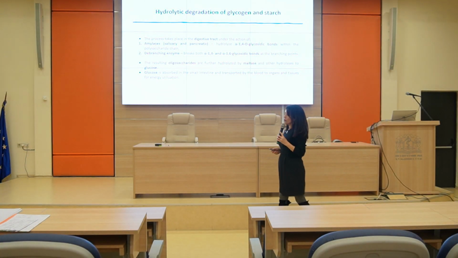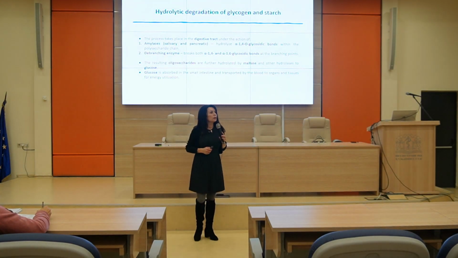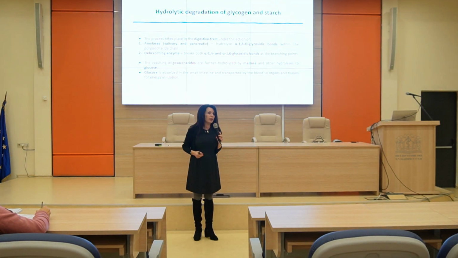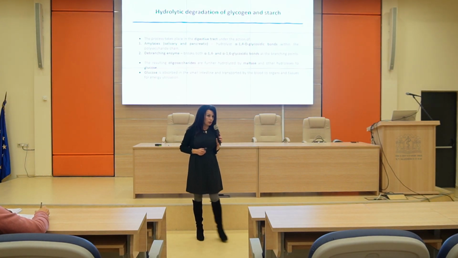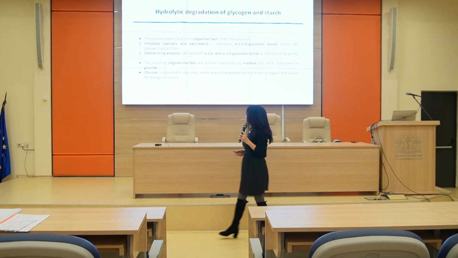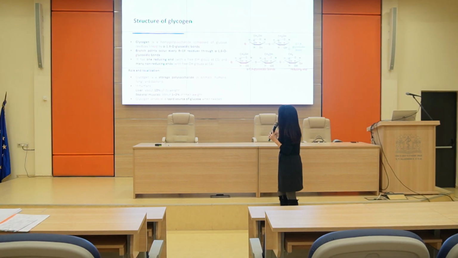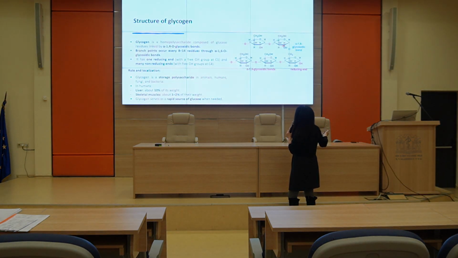And after the full degradation of starch, disaccharidases are produced, and after disaccharidases monosaccharides are produced, predominantly glucose and also fructose and galactose in the end. And this is the structure of glycogen. Glycogen structure, many glucose molecules.